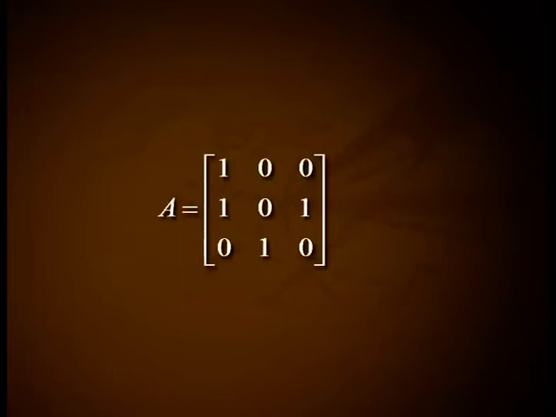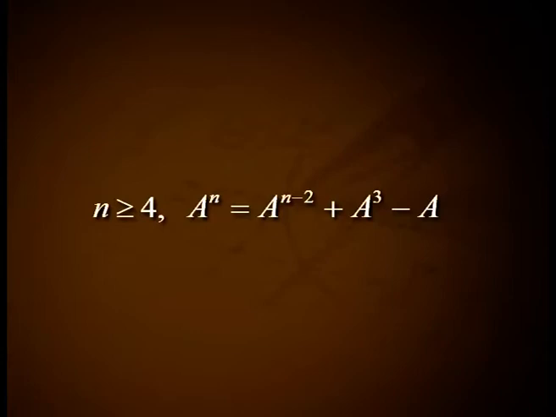Example 5. If A is equal to the matrix [1 0 0; 1 0 1; 0 1 0], show that for every integer n greater than or equal to 4, A^n = A^(n-2) + A^3 - A. Hence, evaluate A^20.